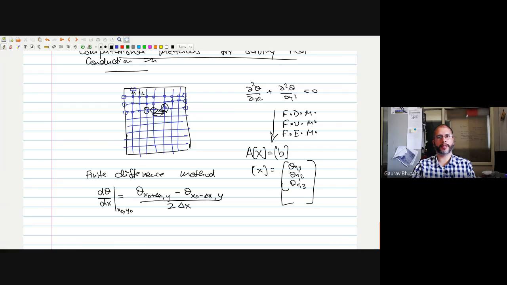Okay, so that's the basic idea of using a finite difference method: you convert a derivative to a difference. So you do the same thing. If you have a second derivative, you have to apply that again. And if you do that, ultimately what happens is you get an equation.